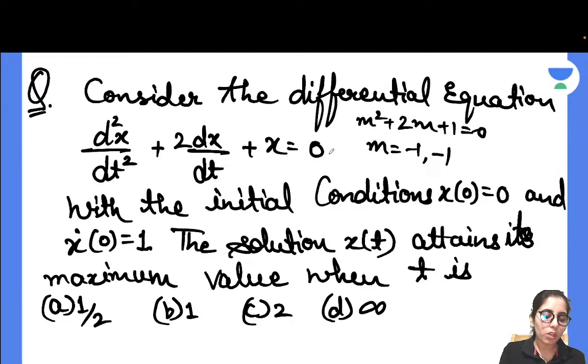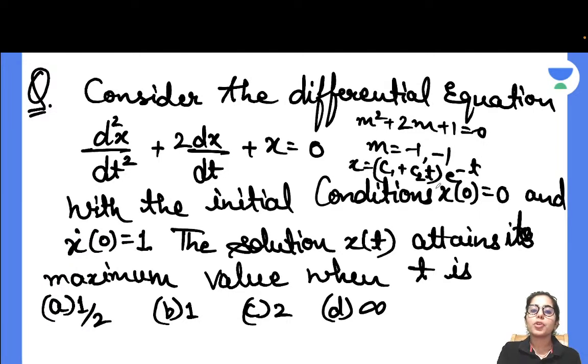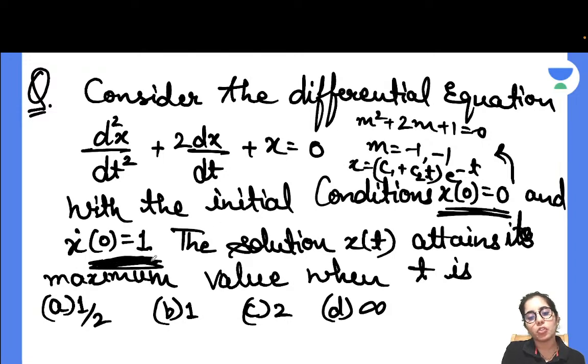Your solution will be (c1 + c2 t), so that is x is equal to (c1 + c2 t) e to the power -t, right? Now once you got it, what you have to do, you have to apply this condition, and then you have to get x dot, means first order derivative of x, and then apply this condition. Whatever you will get will help you to get the c1 and c2 values, and then plug in the values in this equation back, and this is giving you the final expression for x.